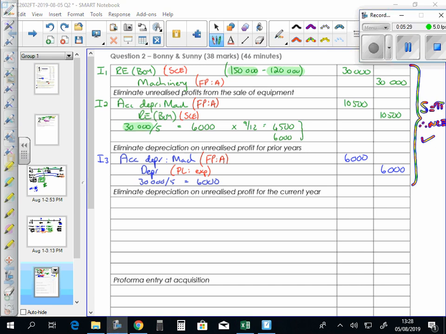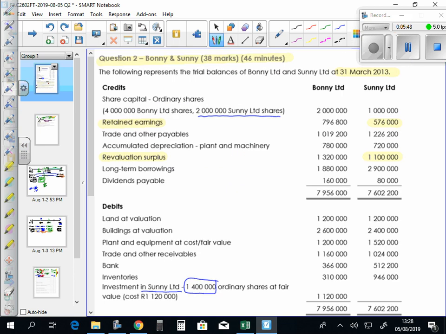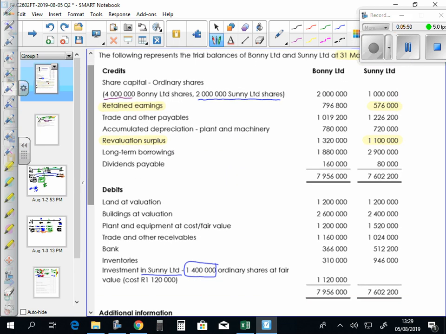Let's see what other transactions we have. Am I finished with number 2? I think so. Nobody's bookkeeper needs to be fired, so everybody's done their job other than that. So this was pure intergroup. On the 3rd, both companies declared a dividend of 4 cents per share. At the end of the year, no dividends were declared or outstanding, so let's go and see how many shares there are. 4 million and 2 million.